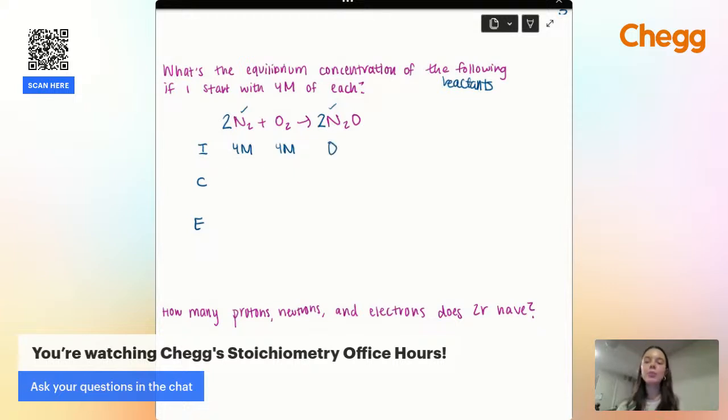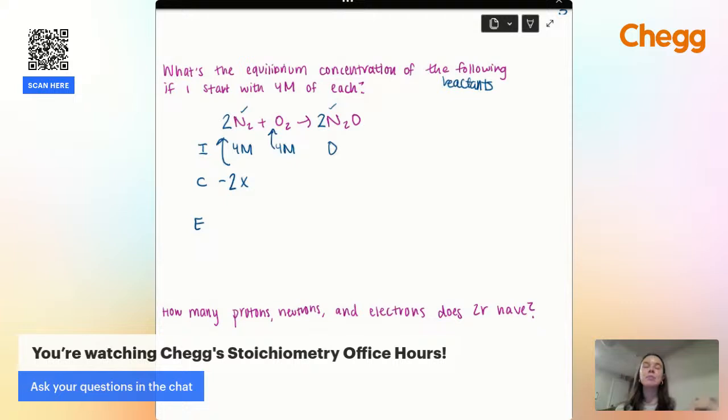I start with no product, so that's just going to be 0, and then I need the change. For the change, we do plus or minus depending on if that substance is being created or if it's being destroyed. And then we do change with the coefficient of the chemical reaction. So reactant is being destroyed or it's disappearing to create product. So we're going to use a minus sign. So minus 2 to represent that coefficient, minus 2x.